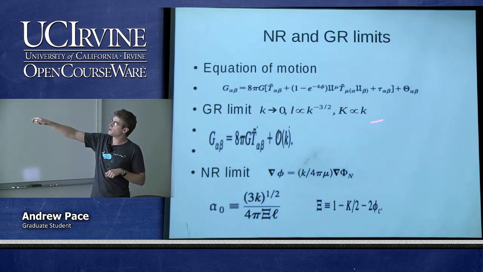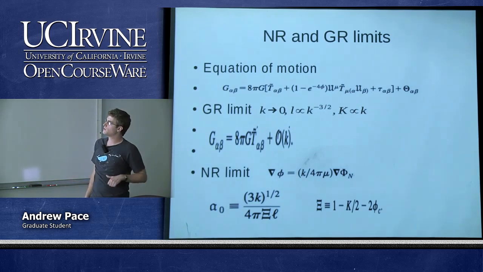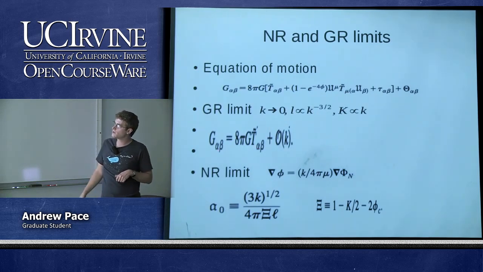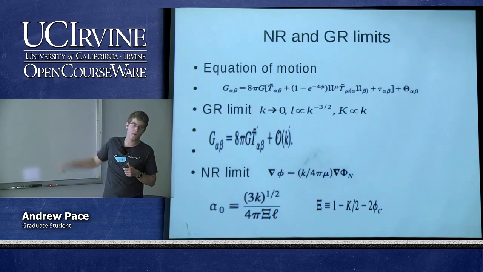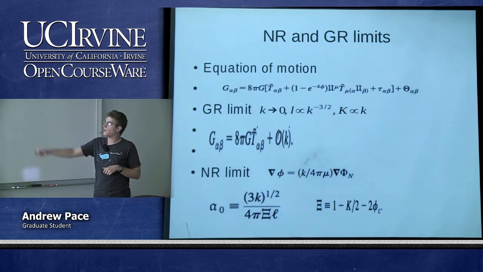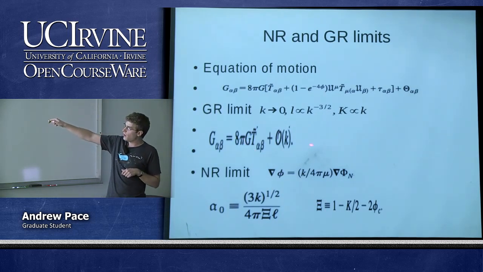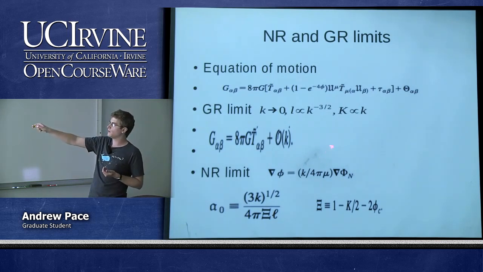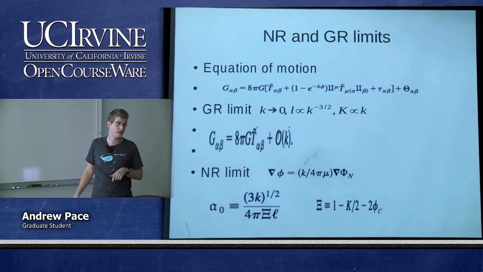So in the MOND theory, our GR limit is we want little k to become very small, L is proportional to k to the minus 2/3, and this capital K is proportional to little k. And what happens is that you get back basically Einstein's equation plus some small correction here. And this correction here, I think they assumed it was a Friedmann-Robertson-Walker metric. If you do like a Schwarzschild metric, you'll get like an order correction that's proportional to big K there.